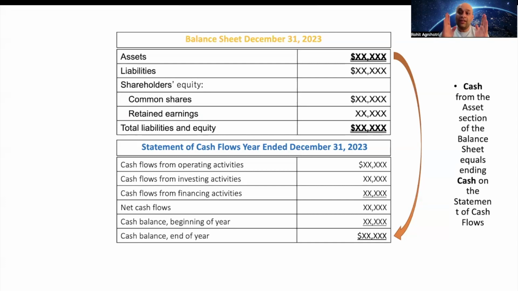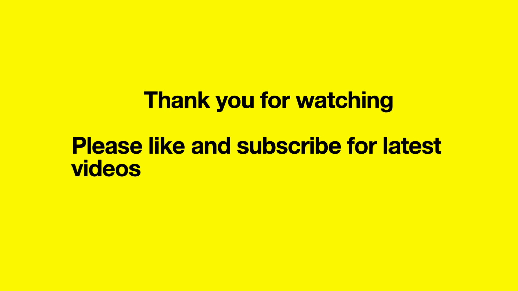So these were the relationships between these financial statements. Once you understand this concept, it will make it very, very easy for you to understand all the other future concepts that we will be talking about in our future videos. This brings us to the end of this video. In the next video, we will talk about the concepts of debits and credits.